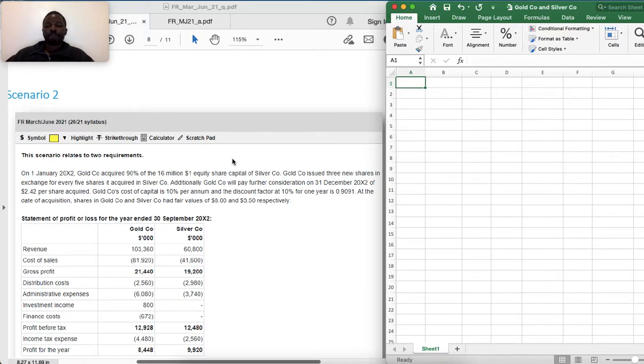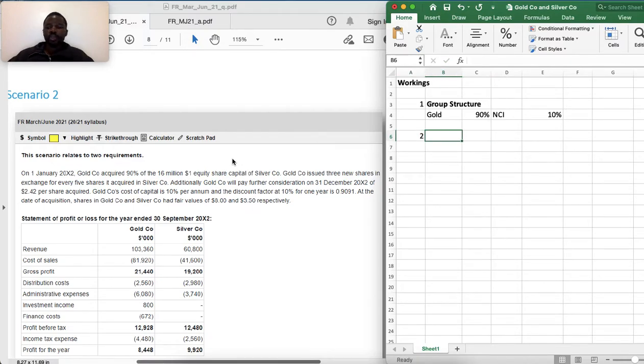Now, when calculating goodwill, we have to know the group structure and also we have to know the net assets at acquisition. These are the standard workings when doing consolidated financial statements. Now, let's go to the workings. Working number 1 is the group structure, where Gold is the parent, has 90%, then the NCI have 10%.